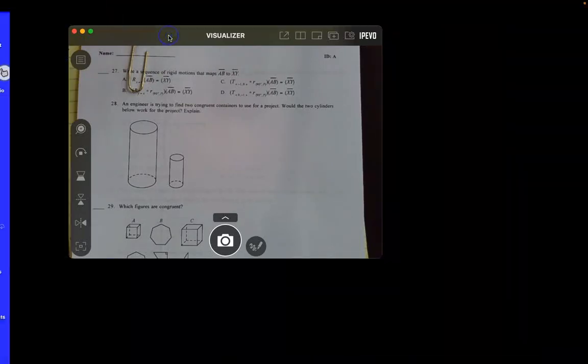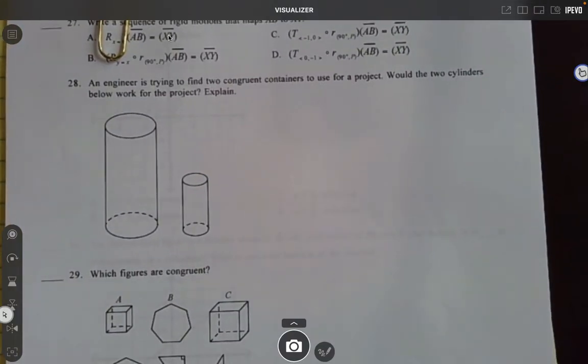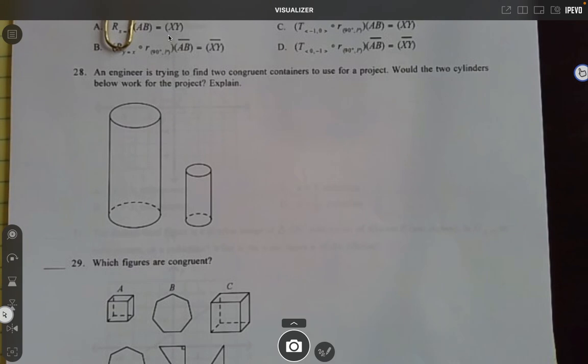Because I took 27 off. 28, it says, would these two cylinders, if they're trying to find two congruent containers, would this work? No. Yeah, they're similar, but they are not congruent. They're not the same size. That's right. Okay. That one looks to be on there.